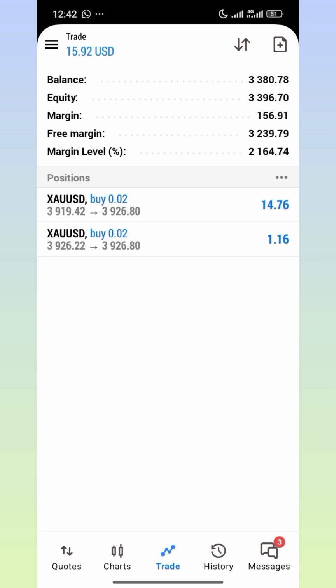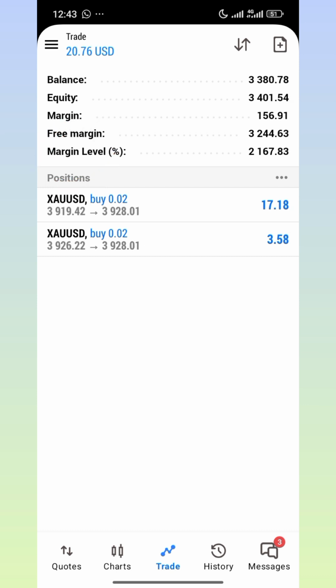Then we have the margin level percent. Margin level percent is usually represented in percentage. And how do you get this? You get this by saying equity divided by the margin times 100%. So you put the value of equity, then divide by the margin, then times 100%, and you are going to get the margin level percent.